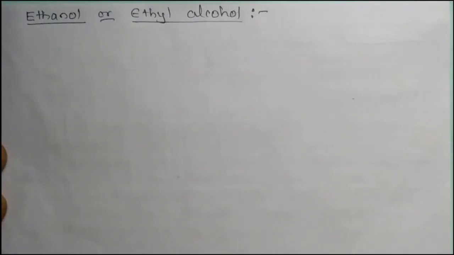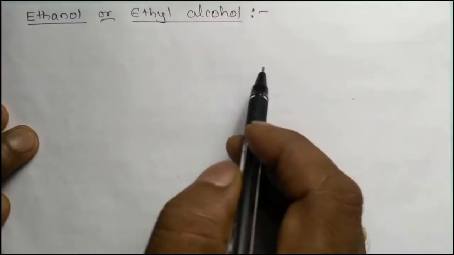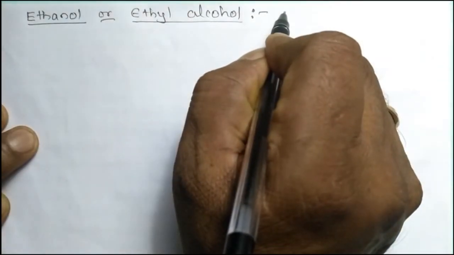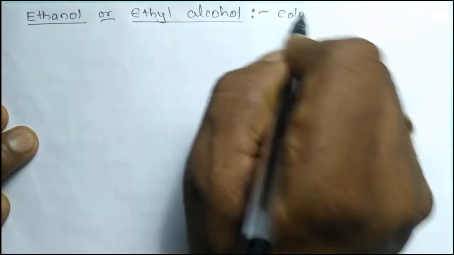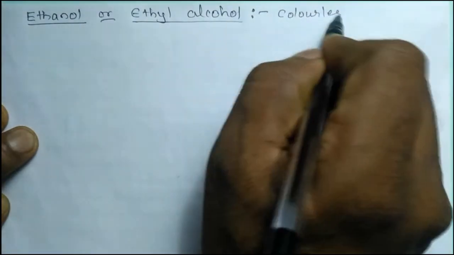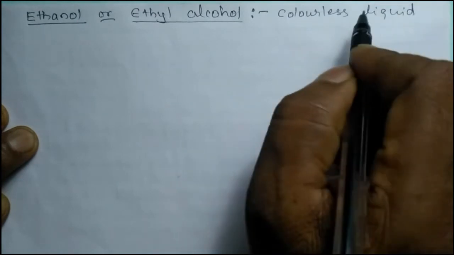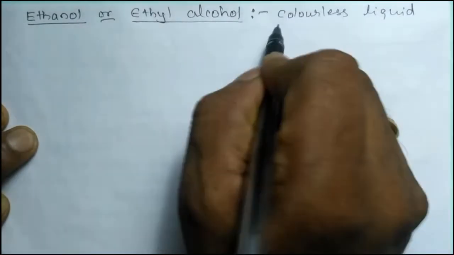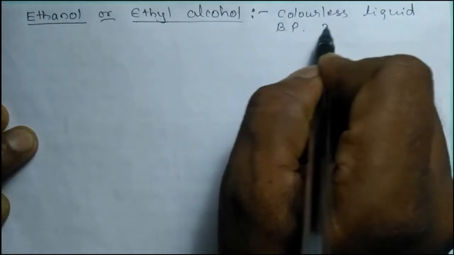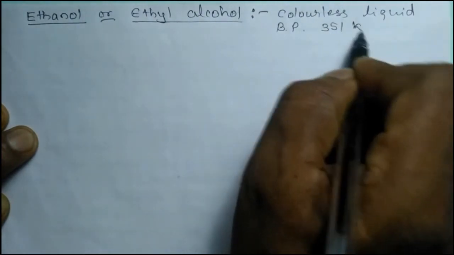Now we'll discuss the preparation and uses of ethyl alcohol or ethanol. Ethanol is also a colorless liquid with a boiling point of 351 Kelvin.